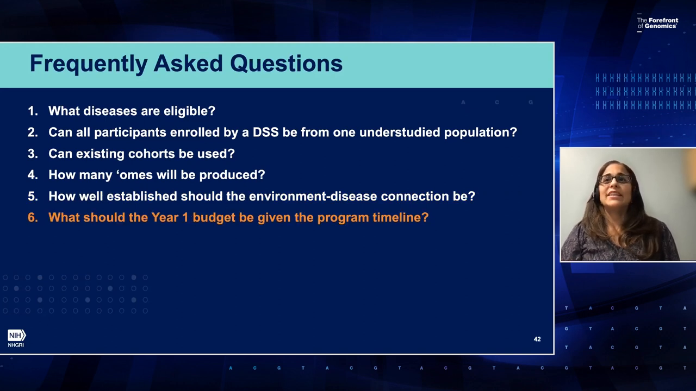And finally, I believe, what should the year one budget be given the program timeline, especially referring to the fact that that first year will be a planning year? And so here I would say that applicants should propose a budget limit that is the same for all years of the program. And as a reminder, each DSS has a 500,000 direct cost cap, the OPCs 2.7 million direct costs if producing all omics data types, and for the DAC, that's 950,000 direct costs.